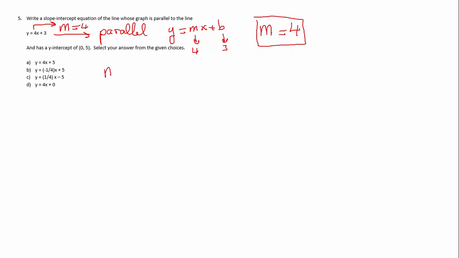So now we have the equation of the parallel line has slope 4 and a y-intercept of (0, 5). So I can write the equation right away, 4x plus 5. Remember the 5 here is the y-coordinate of the y-intercept and the 4 is the slope. So which one satisfies this? It's A. Select your answer from the given choices. So y equals 4x plus 5. Remember we have the same slope 4 and the y-intercept is 5. So option A is the correct answer.